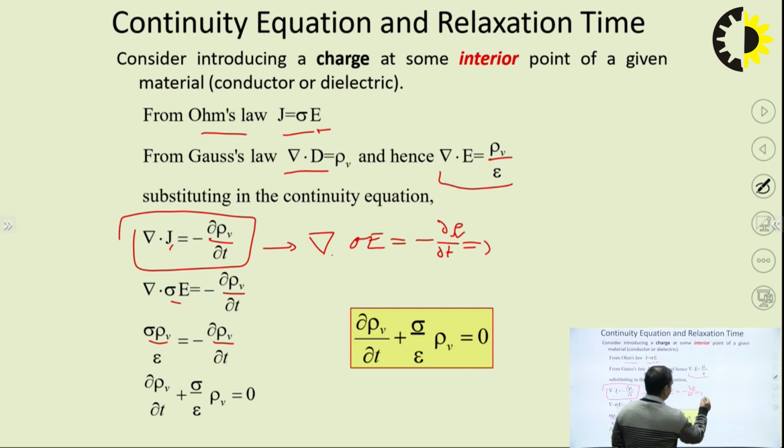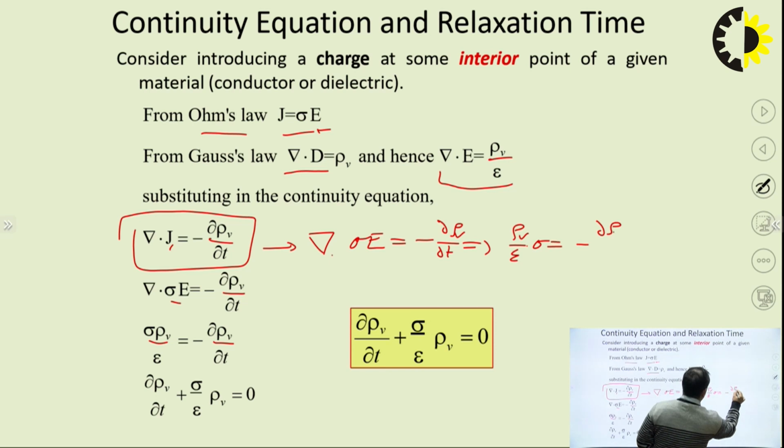So in this case, del dot E is what? Del dot E is rho v upon epsilon, and with sigma, it is equal to minus del rho v upon del T. So the same thing is mentioned there: del rho v upon epsilon is equal to minus del rho v upon del T. Just rearrange the things, and this is nothing but a linear homogeneous equation.